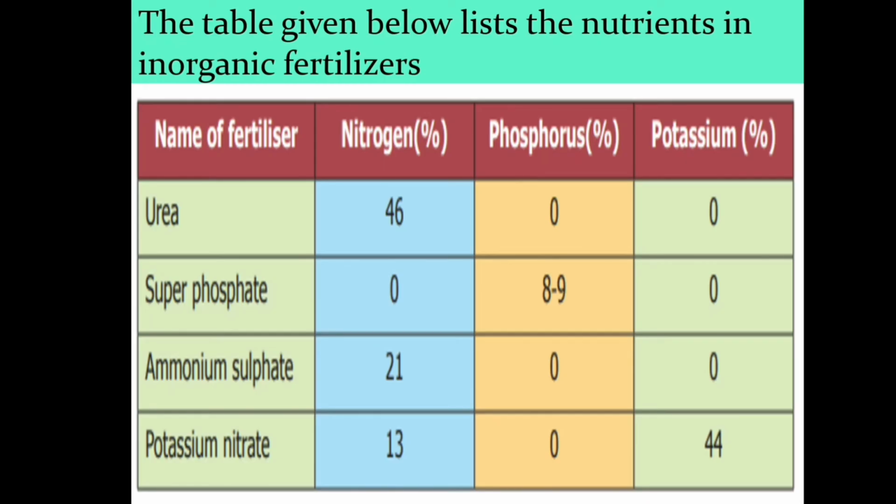The table given below lists the nutrients in the inorganic fertilizers. You can see here the name of the fertilizer is given and how much nutrient is present in that. In urea, 46% of nitrogen is available. In superphosphate, 8 to 9% of phosphorus is available. In ammonium sulfate, 21% of nitrogen. In potassium nitrate, 13% of nitrogen and 44% of potassium are available.